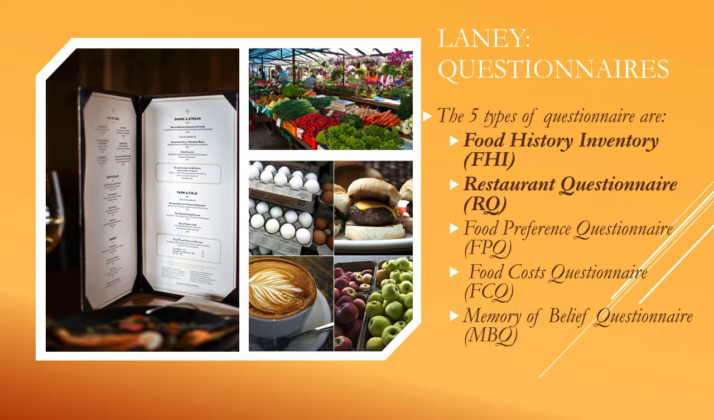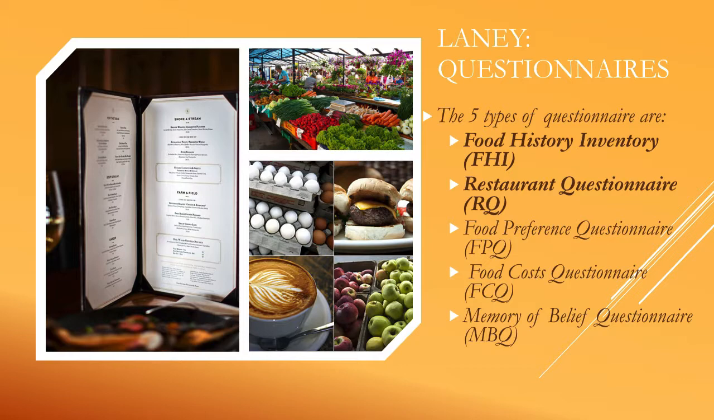Okay, questionnaires. There are 5. The food history inventory, the restaurant questionnaire, the food preference questionnaire, the food costs questionnaire, and the memory of belief questionnaire. Okay? So these 5 questionnaires are given to all the participants, and it's a way to get a lot of data about their food preferences. Now, you'll notice that 2 of the questionnaires are in bold and 3 of them are not. And this is a big, important thing we need to write down. Please note this somewhere on the slide.